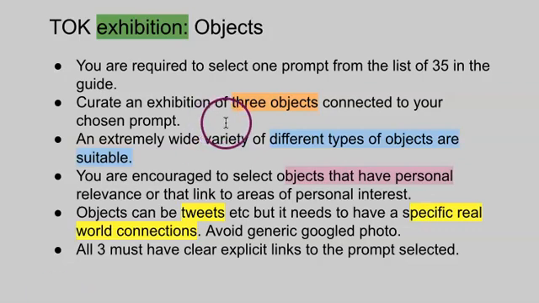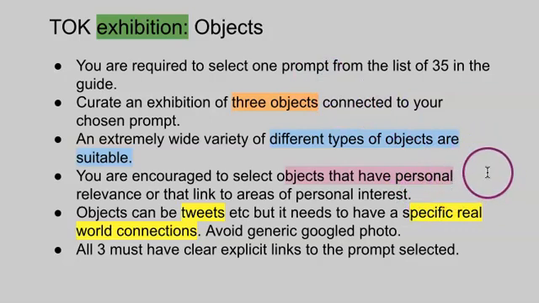So the exhibition starts with this idea of objects, and we'll talk about prompts, etc. in a minute. But you are to select a prompt from the list that is in the guide, and then you are to curate this exhibition of 3 objects. And they must be connected to this prompt. So we sort of need to talk about the prompts and the objects all at once. In any case, you've got to select 3 objects, and they are able to be from a wide variety of things. Many different things are suitable, but you're encouraged to select the objects that are personal to you and that are relevant, and that link very clearly to the prompt. That's a very important part.